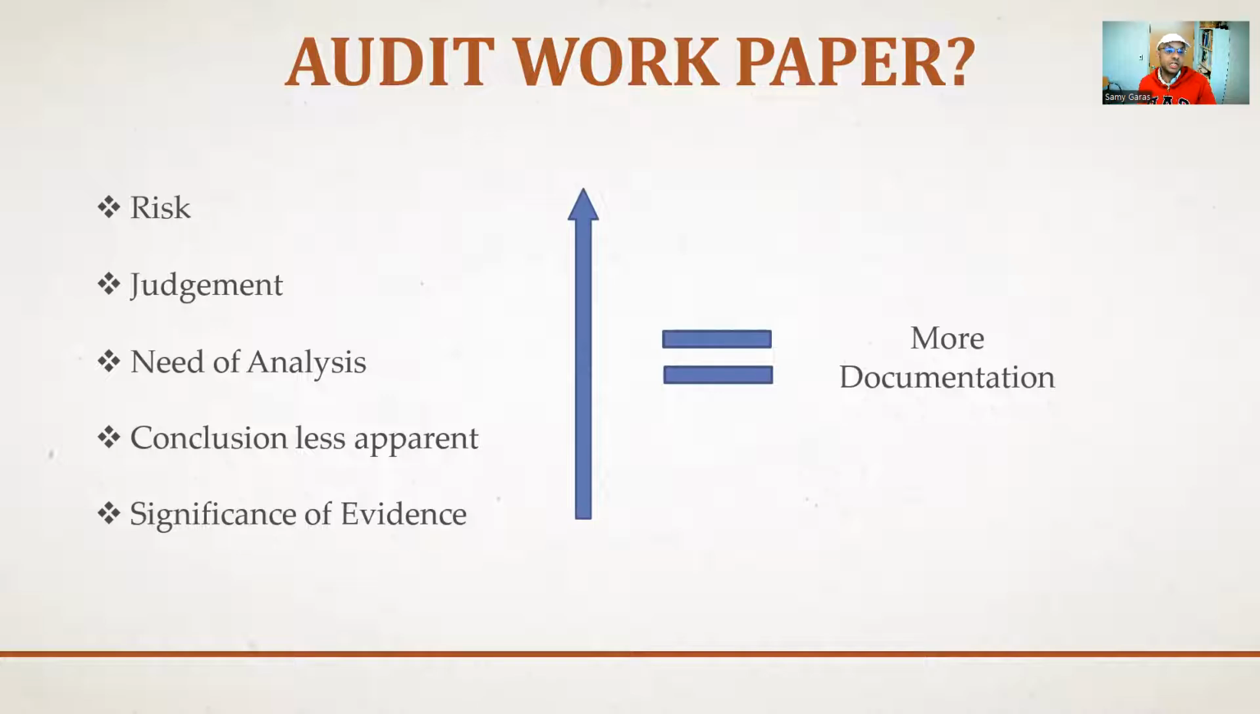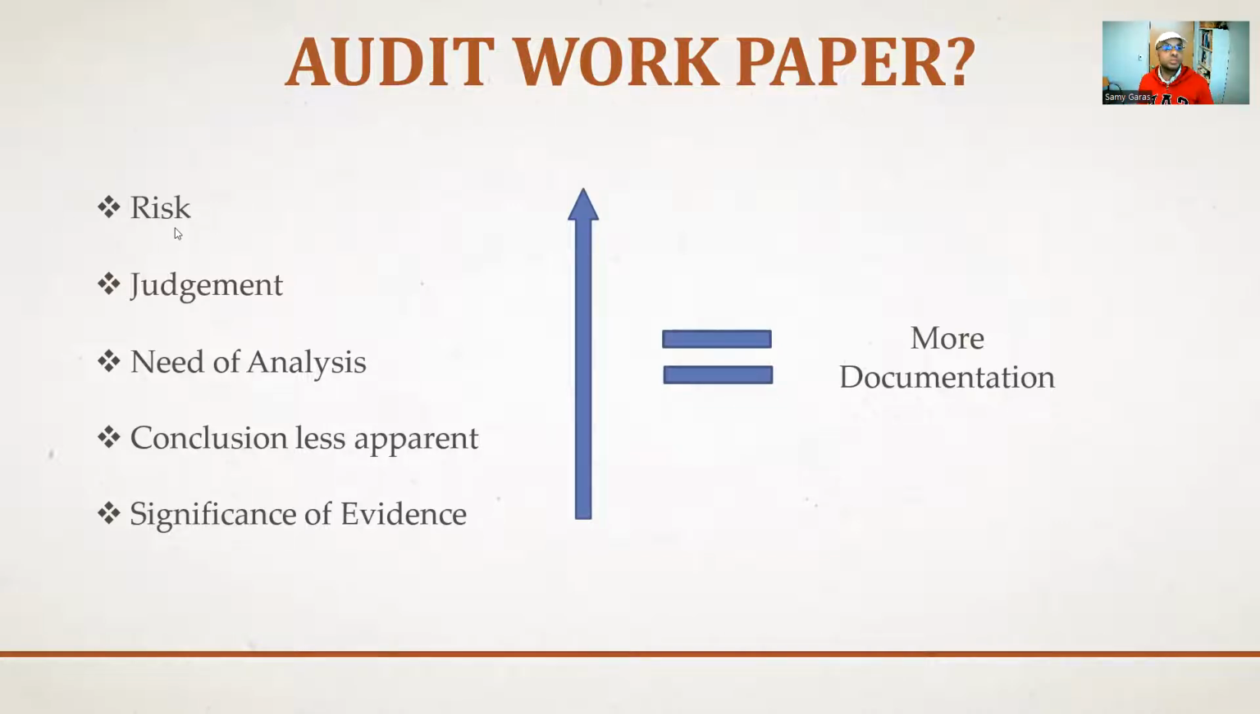And here is the point. Since the documentation is important, should we collect more documents or less? We say it depends. If the evidence is significant, we don't have to collect more documents. But if the evidence lacks significance or independence, then we get more documentation. If the conclusion is less apparent, not clear, then we get more documentation. If we need to make more analysis, we get more documentation. If there is high risk or judgment, then we get more documentation.